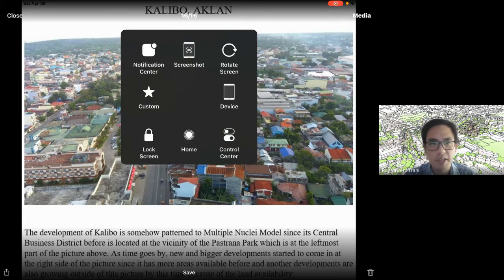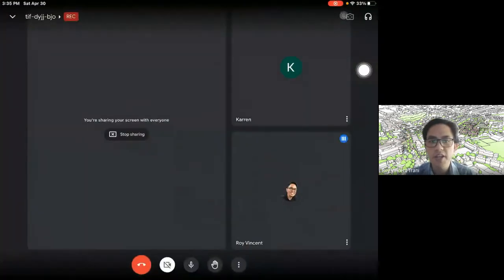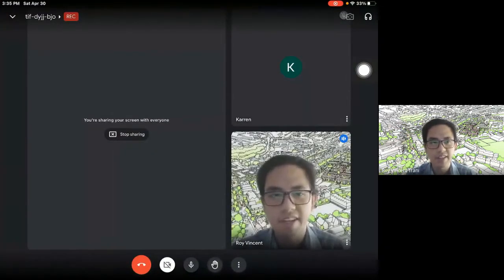Okay, got it. Just to check, can you share the Google Maps of your area? Oh wait, I'm not sure. I'm on an iPad. Sorry, wait lang. Try the iPad? Okay. No problem.